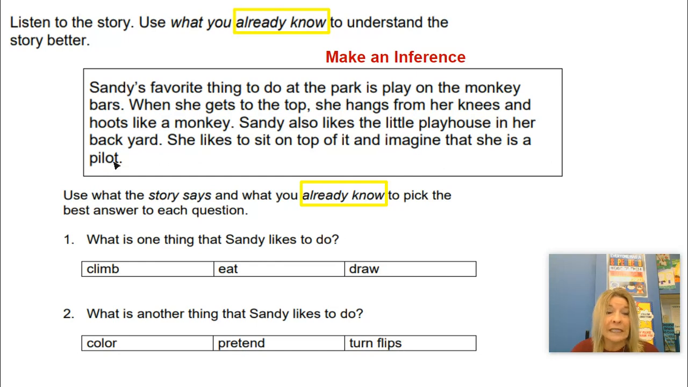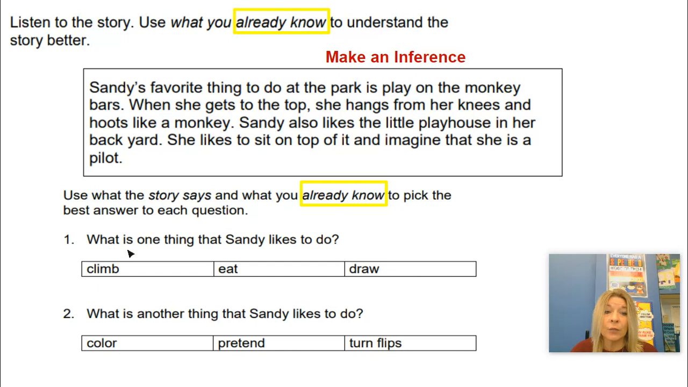So, as you listened to that story, or maybe you read along with me, did you visualize what Sandy might look like or how old she might be? Did you visualize her in these two different settings that they talked about in the story? Remember, the setting is where the story is taking place and when. We're going to use what the story says, so words that are in this text and what we already know, that prior knowledge, to pick the best answer for each question.